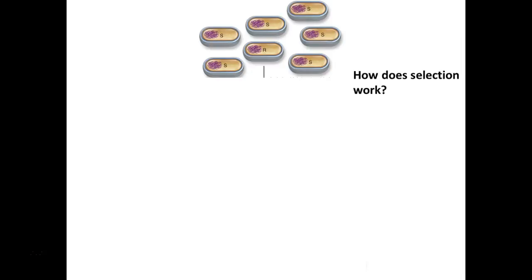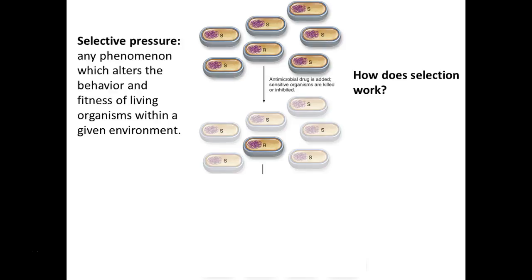So how does selection work? We have a whole bunch of bacteria, and we apply an antibiotic. Are we going to kill all of them? No, we're going to kill most of them. But who's going to survive? The ones that are resistant. So over time, we're selecting for that resistance.